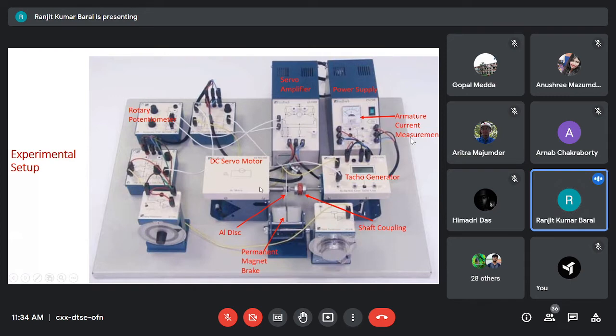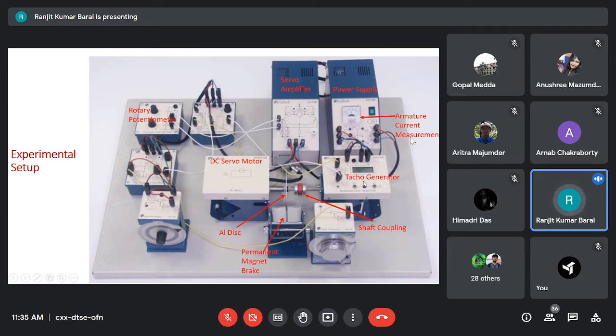Why? Because if you want to couple two shafts, you have to perform perfect alignment of the two axes of the rotating shafts. But in spite of your best effort, some misalignment may be left, and that may lead to unbalanced torque. That unbalanced torque is applied on the bearing, both this bearing as well as this bearing, and that may lead to wear and tear of the bearing and finally damage of the bearing.